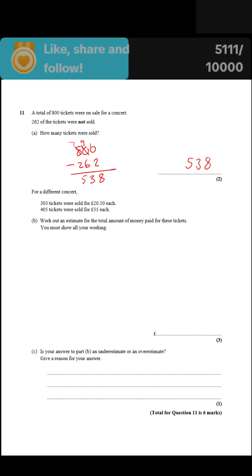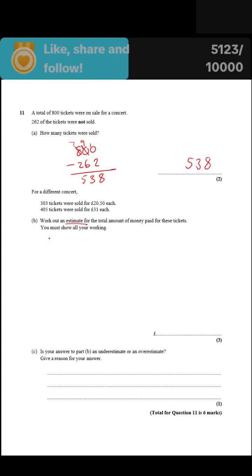For a different concert, 303 tickets were sold for £20.50, 405 tickets were sold for £31 each. Work out an estimate. As soon as you see that word estimate, if you use the actual values in the question, you're getting 0 marks. You need to ensure that you round these numbers. So our first step is to round each one of these values, and we want to find the total amount of money that's been paid for these tickets.